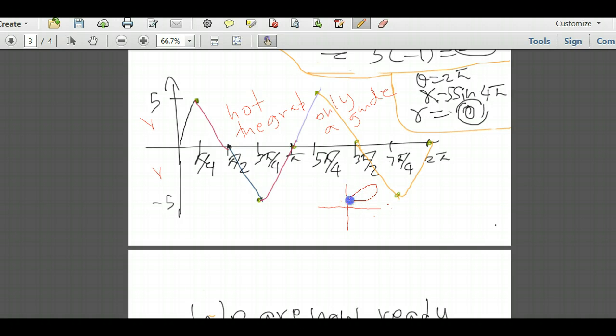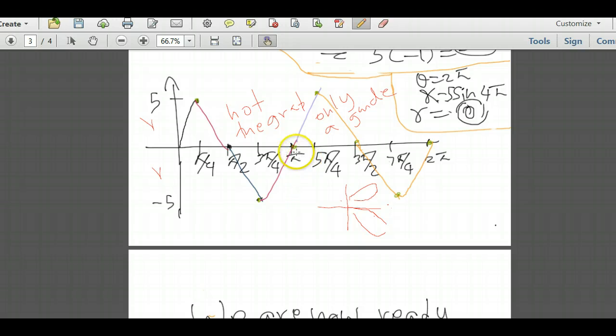And when theta goes from pi over 2 to 3 pi over 4, r goes from 0, r was here, to negative 5. So 3 pi over 4 was here, but negative 5 should be on the other side. So really it should take a turn like this. And when theta goes from 3 pi over 4 to pi, what happens? R goes from negative 5 to 0. So then r will go back to 0.